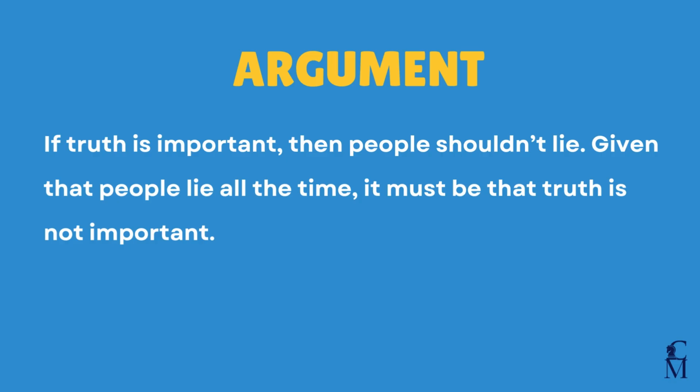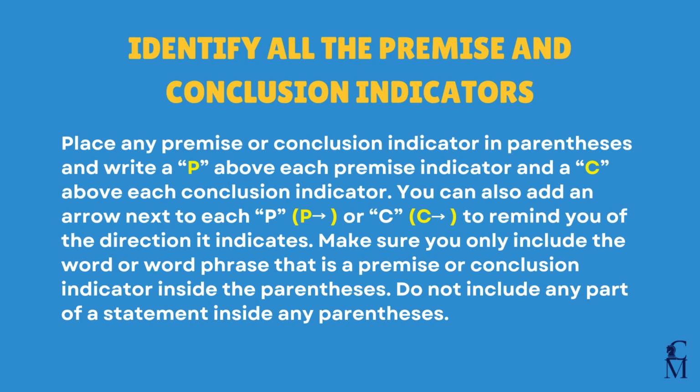Now, before we start bracketing and numbering all and only the statements in an argument, we will first begin by identifying all the premise and conclusion indicators. Here are the instructions for how to do so. Pause the video and take a screenshot of these instructions if you think doing so will help you remember.